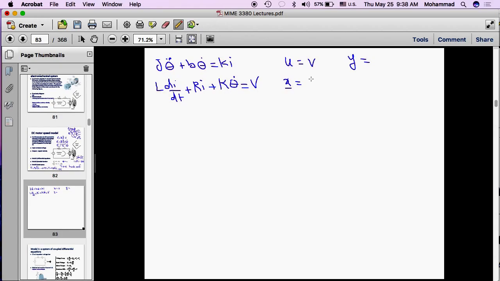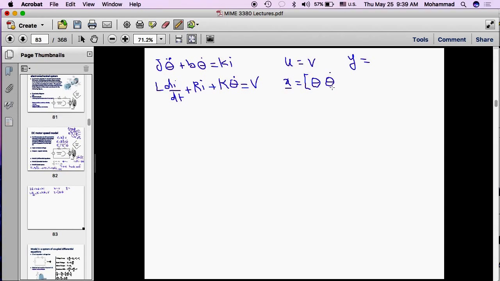But let's talk about state variables. What are the state variables? From the first differential equation, what are the state variables? Theta and theta dot. Absolutely. Theta and theta dot are the two state variables from the first. How about from the second? I. That's a very important point. I got that answer that from the second differential equation, I get two more state variables, and they're I and I dot.